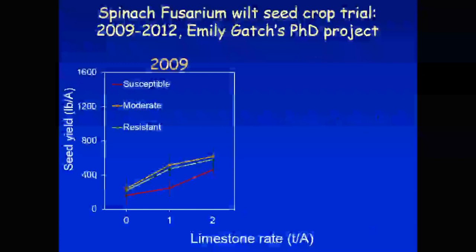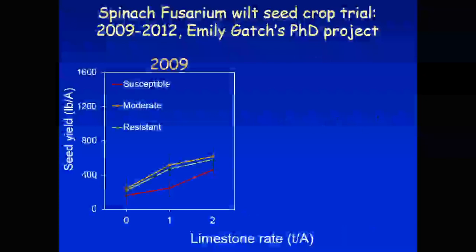And she went ahead and did a 4-year trial from 2009 to 2012. So 2009, she planted spinach in a field that had been out of spinach for 5 years, which normally would be suicide. You can see how low the seed yields were without limestone or with 1 ton or 2 tons. We got that increase, but still not great because 5 years is so bad. And then she came back in 2010, put limestone on the same plots at the same rates, 0, 1, or 2. The grower put a potato crop in the field.